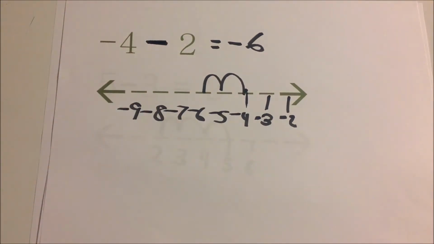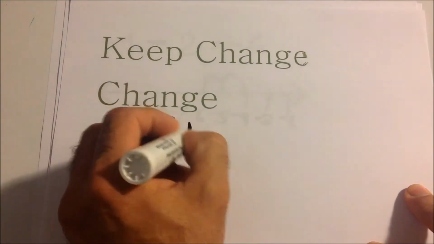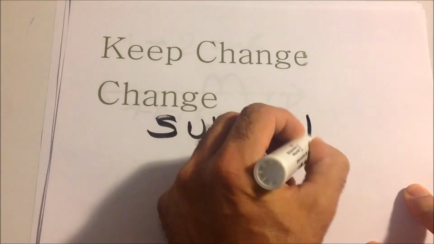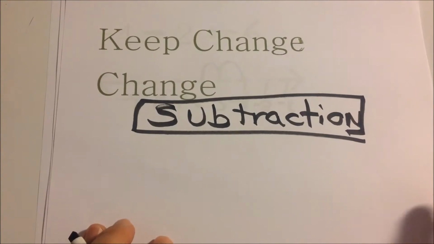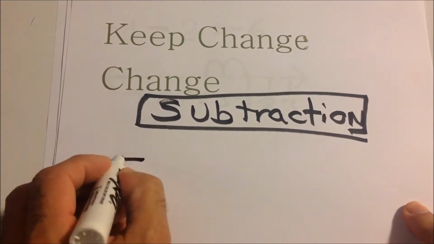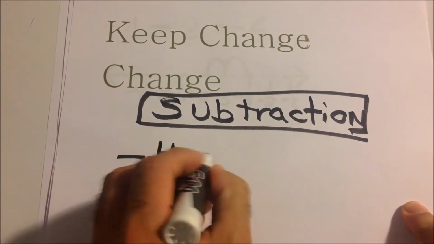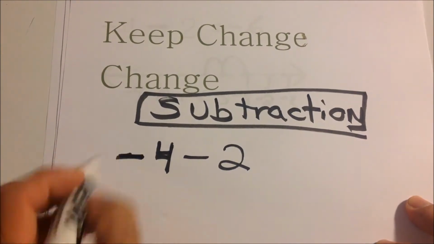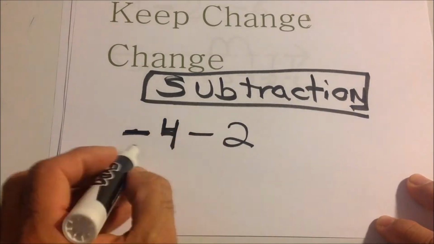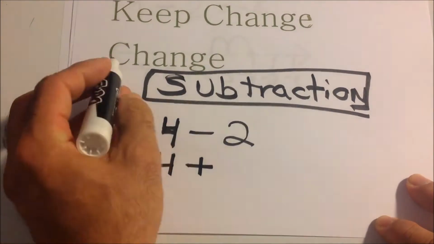There's also a way we can remember. It's called keep, change, change. We only use it when we're doing subtraction. Keep that in mind. So we look at the example we had before. Minus 2, minus 4. Negative 4 is a minus 4. Minus 2. We keep the sign of the first number. We keep this sign, minus 4. We're going to change the sign to addition, and change the other sign.